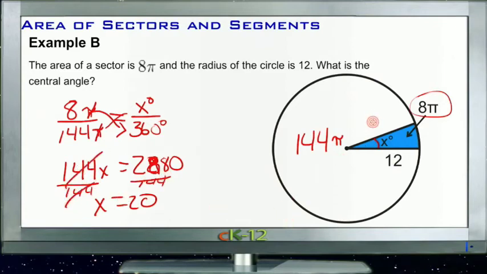So 20 degrees represents the degree measure of our little segment right here out of the 360 that represents the entire circle, the same way that 8 pi represents the area of the segment, the same way 144 pi represents the area of the whole circle. Cool? All right, let's try example C.